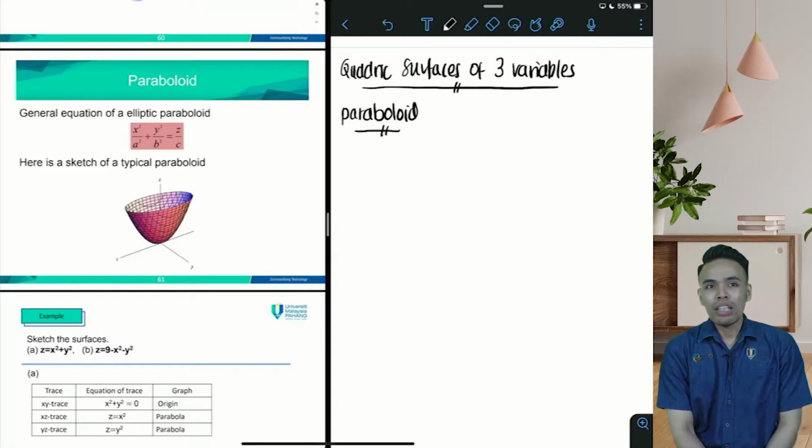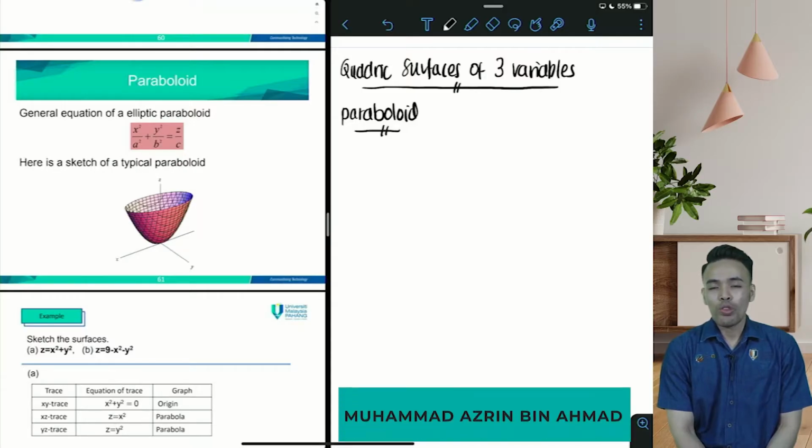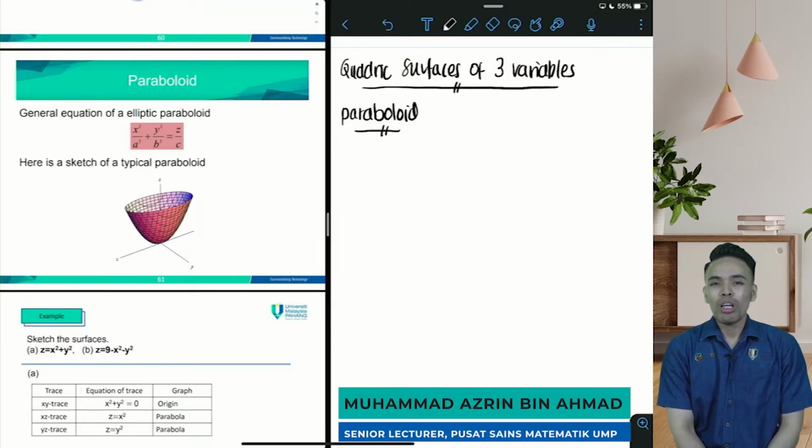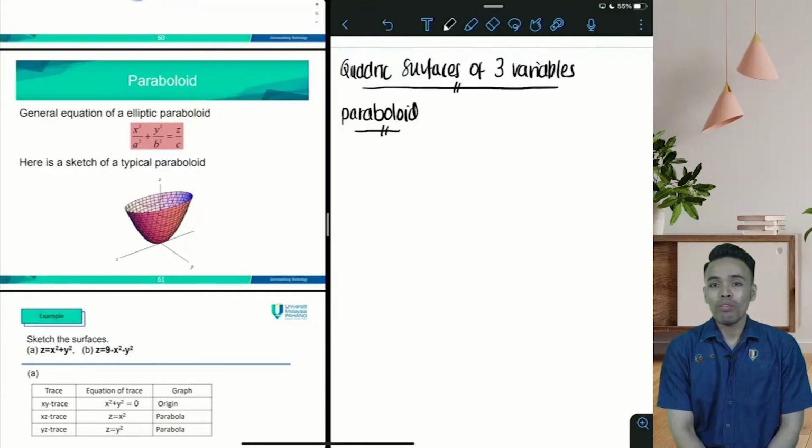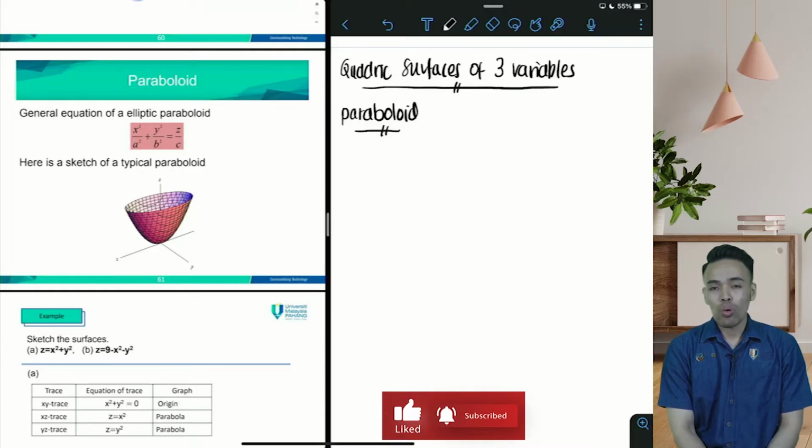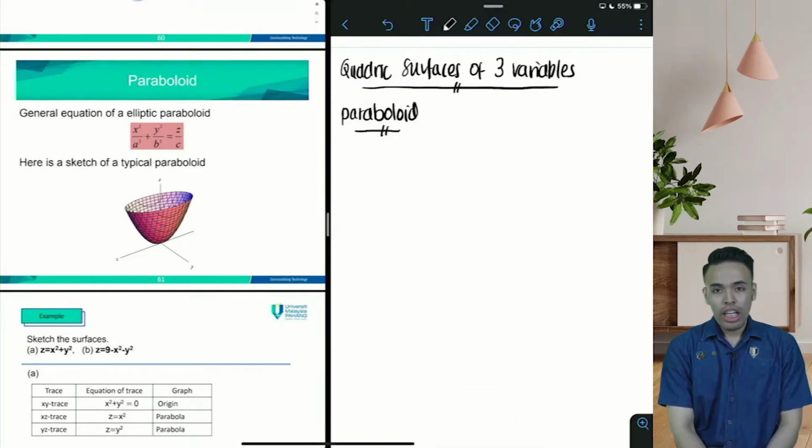Now, let's discuss quadric surfaces of three variables. There are a few types of quadric surfaces of three variables, such as paraboloid, ellipsoid, and cone. Now, let's put our attention on understanding how to sketch quadric surfaces of three variables, which is the paraboloid.